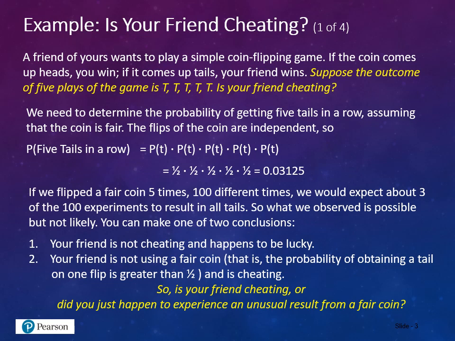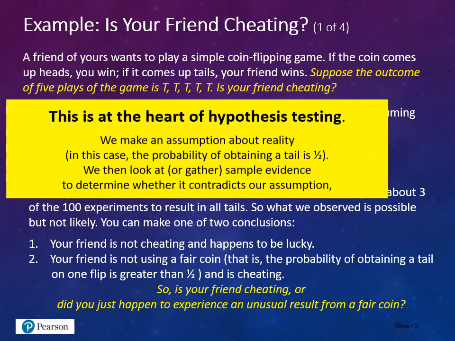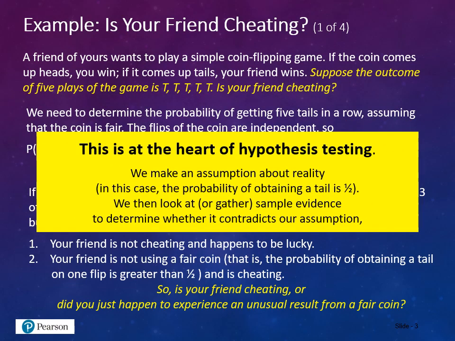So is your friend cheating, or did you just happen to experience an unusual result from a fair coin? This is at the heart of hypothesis testing. We make an assumption about reality. In this case, the probability of obtaining a tail is 1/2. We then look at or gather sample evidence to determine whether it contradicts our assumption.